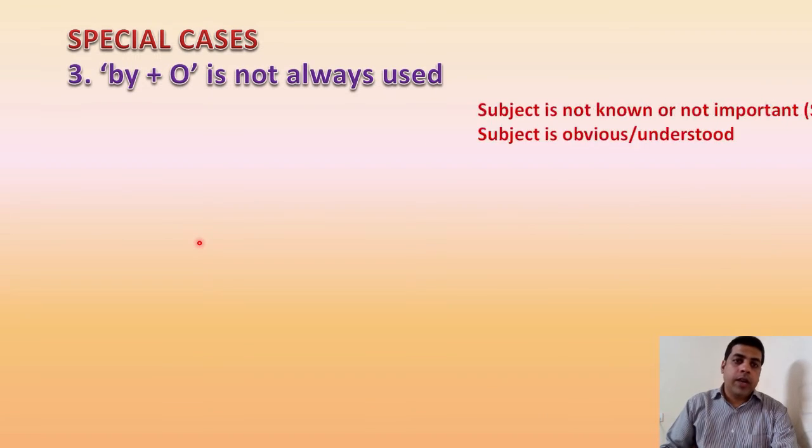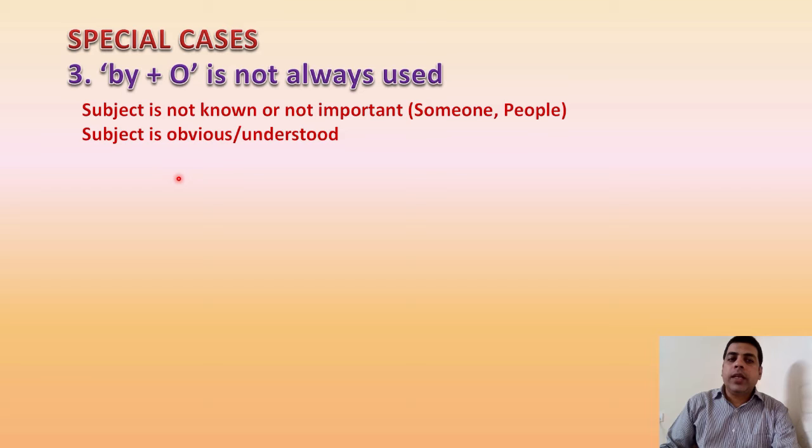Let's look at the third special rule. What is that? Up to now I have told that every time the subject becomes object and the object becomes subject. And while making the subject an object, I have been telling by plus object. But now a special case is there where you need not put by plus object all the time. Now what is that? Let's look.